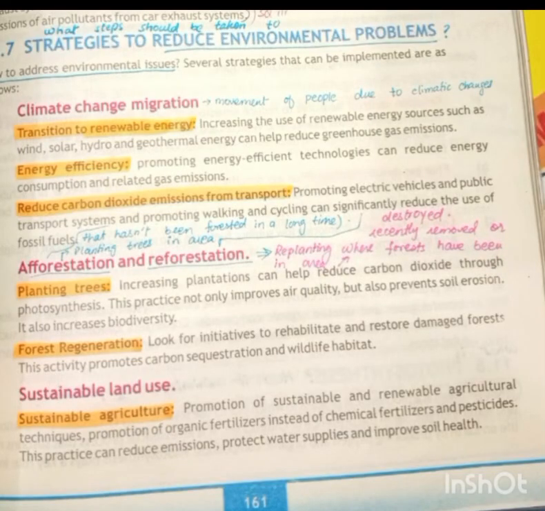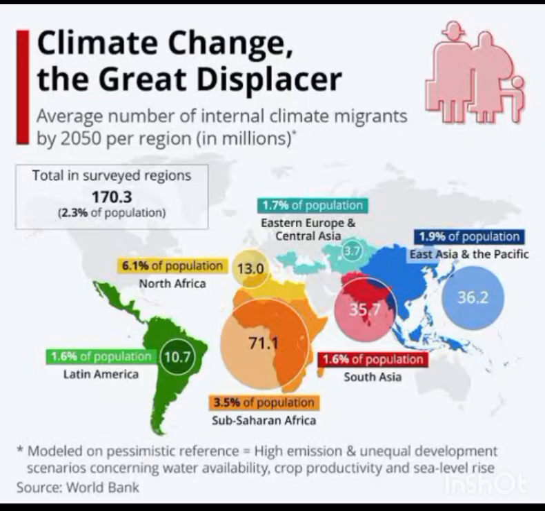Today we are going to learn about the strategies to reduce environmental problems from unit number 11 of chemistry class 9th. Climatic change migration is the first thing that should be reduced for the environmental problems. Climatic change migration means the movement of people due to climatic changes, and there are different factors which can be responsible for this. From the source of the World Bank, the average number of people migrated per region is shown on the screen right now.